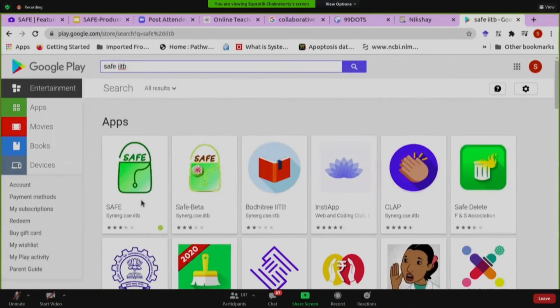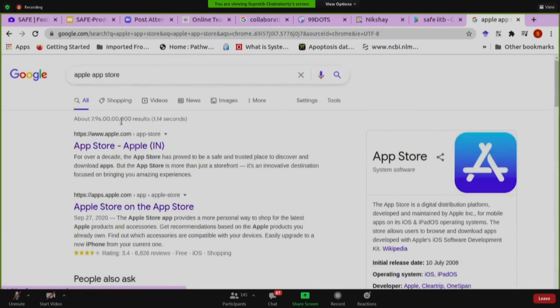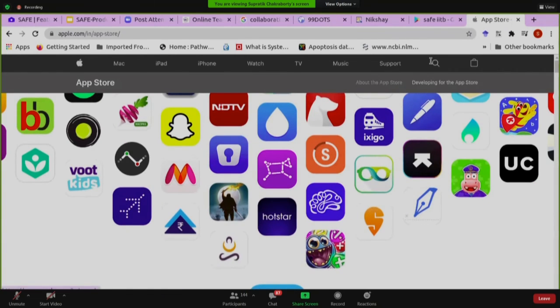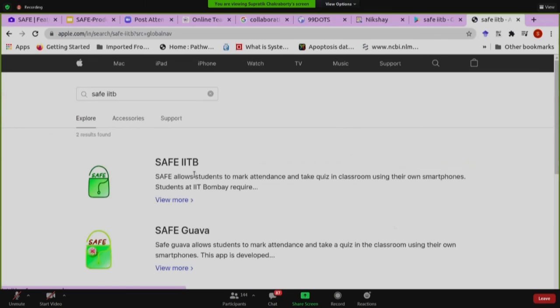on your mobile phones. And this is available not only for Android and Google Play Store, it's also available in the Apple App Store. So if you're using an iPhone running iOS, you can go to the Apple App Store, and there again you can type in safe IITB. And it shows up here. The very first link, not this safe guava, which is also generated by Professor Bhaskar's group, but the safe IITB is what, if you could just download on your mobile phones, so that when Professor Bhaskar tries to demonstrate it, you can see it for yourself.